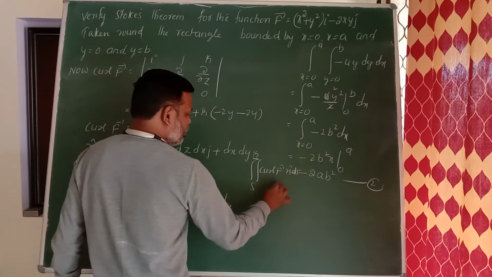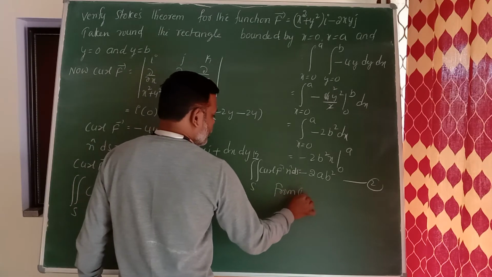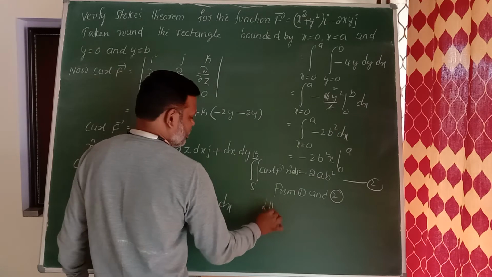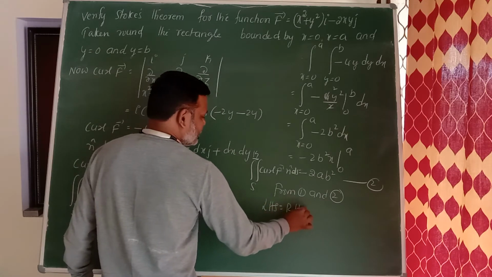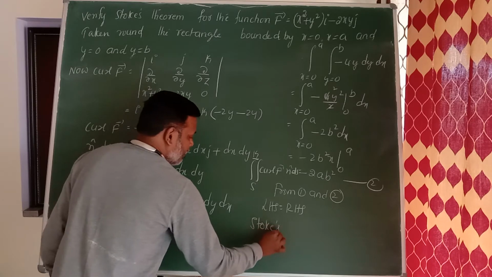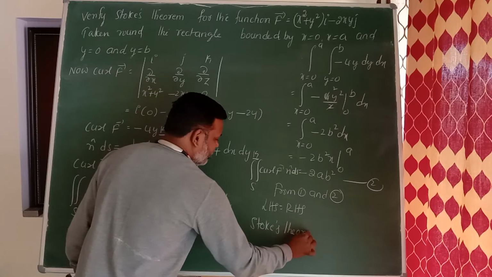So from 1 and 2, both are the same, right? From 1 and 2, LHS is equal to RHS. Since LHS is equal to RHS, Stokes theorem is verified.